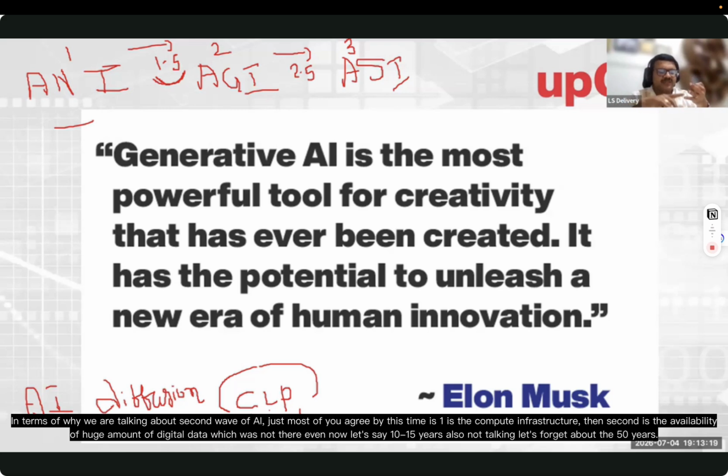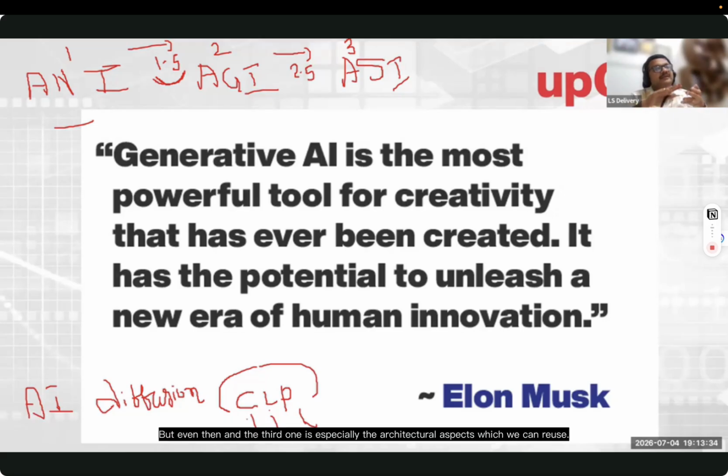Most of you will agree that this time, one is the compute infrastructure. The second is the availability of a huge amount of digital data, which was not there even 10 or 15 years ago. Let's forget about the 50 years, even then. The third one is the architectural aspects which we can reuse. Otherwise, machine learning has been there for the past 20 to 25 years, going into production.